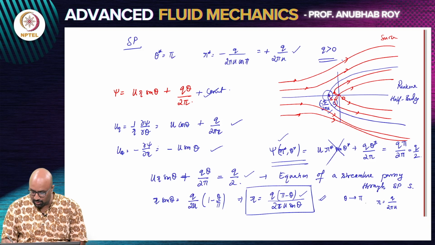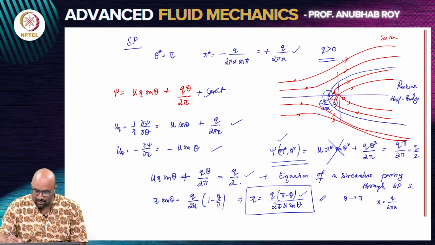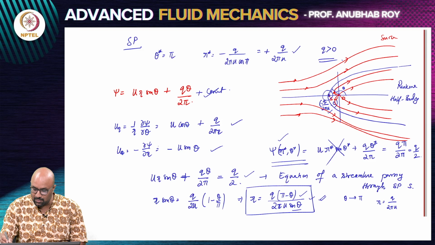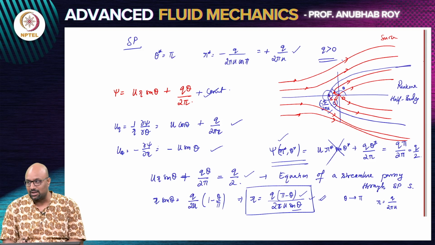So when theta approaches pi, r is equal to q by 2 pi u. This is the measurement of theta; this is my theta. As theta goes towards 0, you can see that the numerator remains finite for r, while the denominator goes to 0, which means that eventually this particular streamline is going to keep fanning out and becoming larger and larger. So this is what is known as flow past a half body.